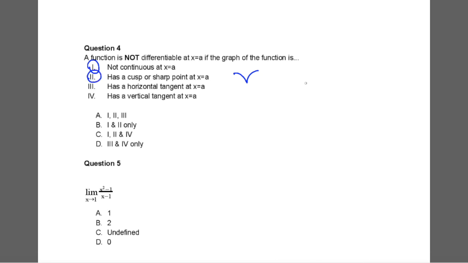It has a horizontal tangent at x equals a. Alright, well how would we get a horizontal tangent? Maybe we have something like that. It goes like that. Well, that would just be a gradient of 0. So that would be differentiable if it has a horizontal tangent at x equals a. It has a vertical tangent at x equals a. Well, let's draw something that would have a vertical tangent, maybe something like this. Vertical tangent means it's not differentiable at that point. So 1, 2, and 4 should be our answers. So that's C.